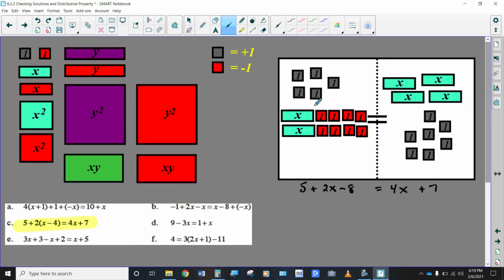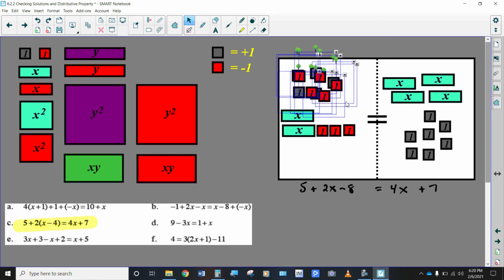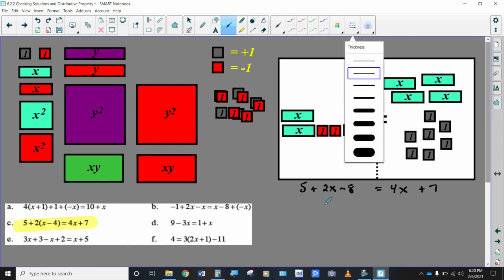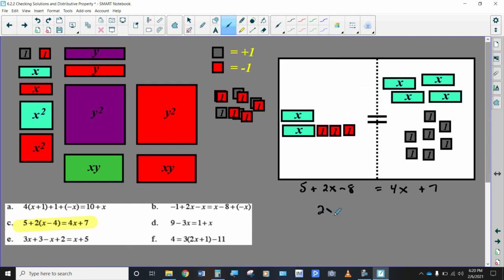For problem C, we take 2 times x minus 4, which becomes 2x minus 8 plus the 5. And on the right side, you've got your 4x plus 7. So I'm going to remove my zeros, 1, 2, 3, 4, 5. Remove all of those zero pairs. Then, let me rewrite this now. So that becomes 2x minus 3 is equal to 4x plus 7.